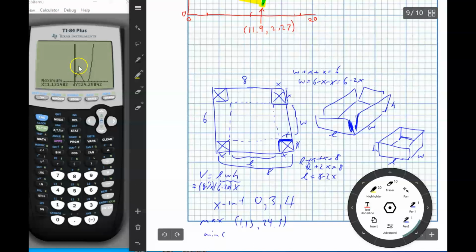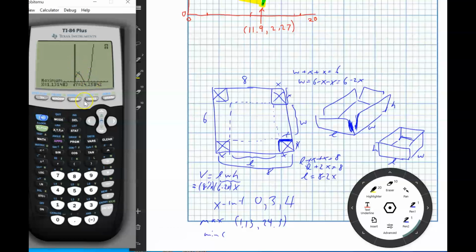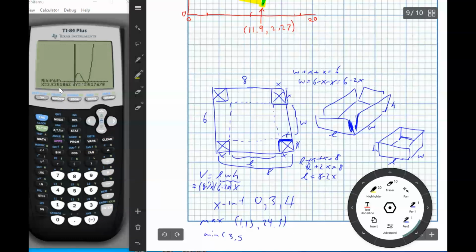The minimum is down there. I'll use second calc minimum, which is number 3. I move the left cursor slightly to the left of the minimum, and then I move the right cursor slightly to the right of the minimum, and I put in the guess. And the minimum is going to be 3.54, negative 3.52. Okay.